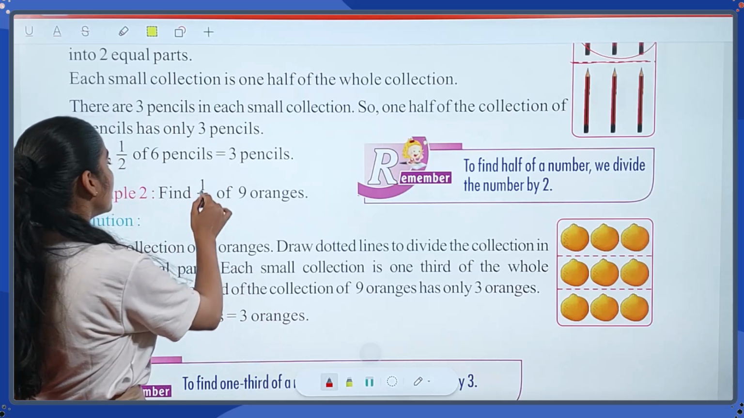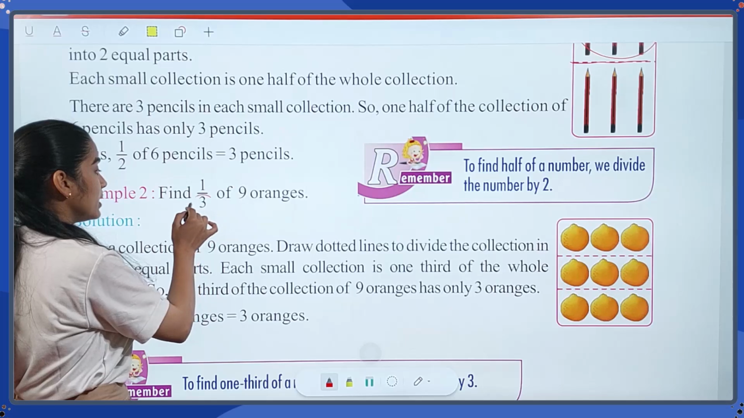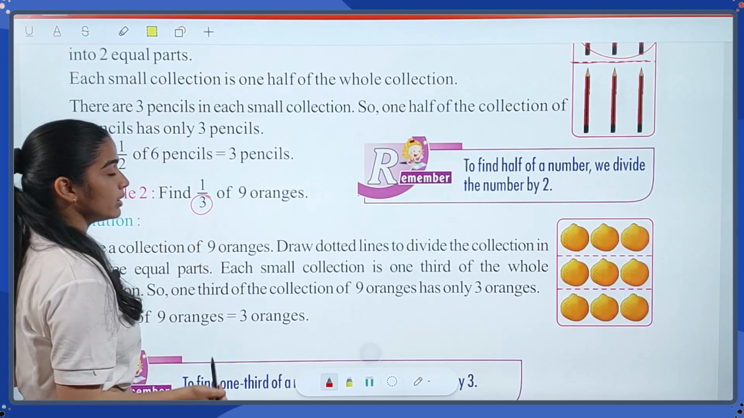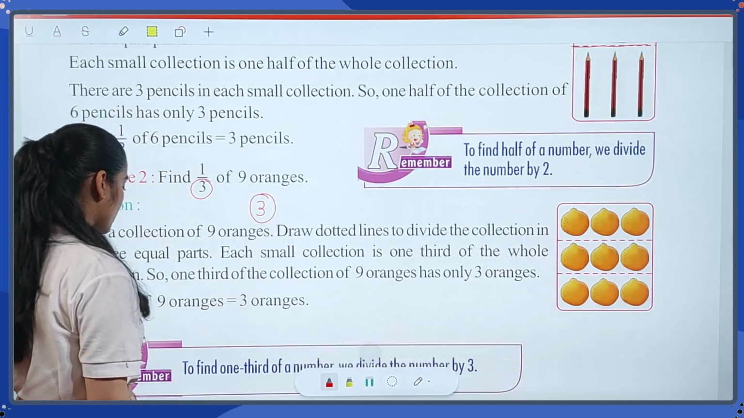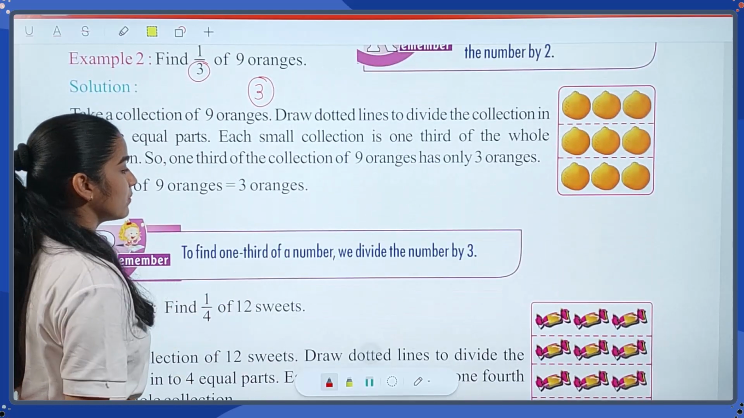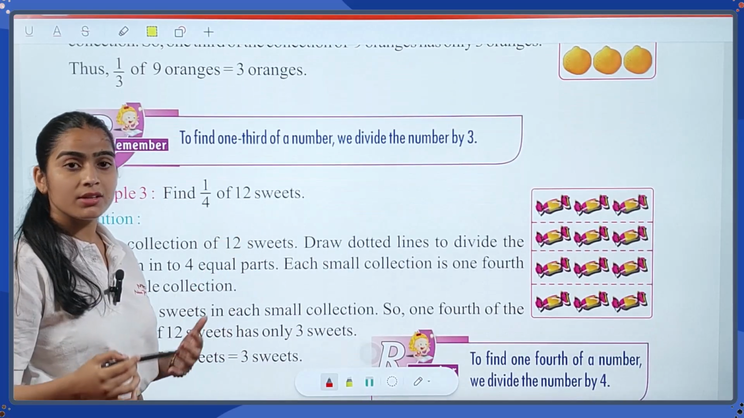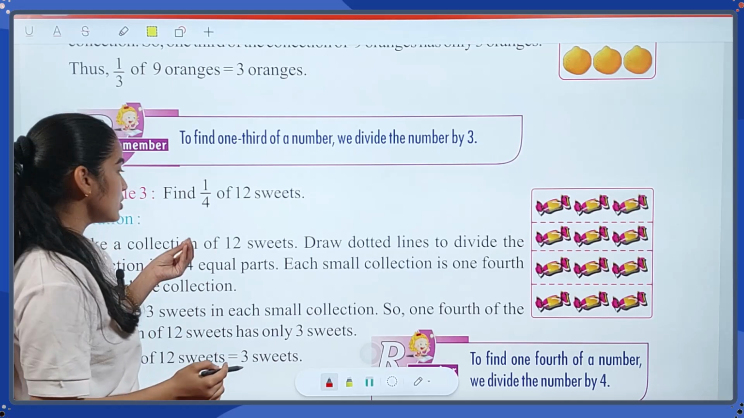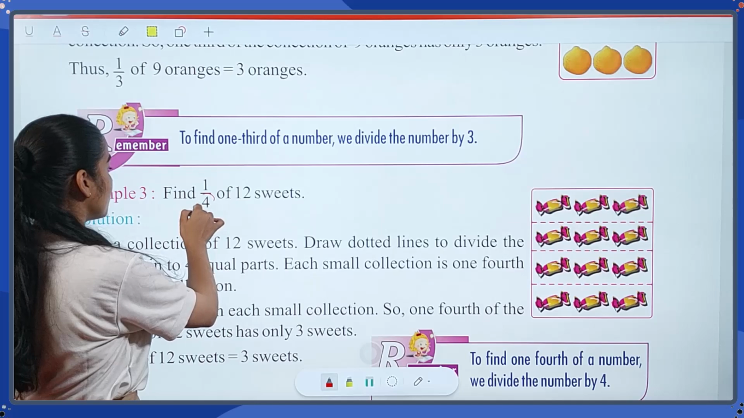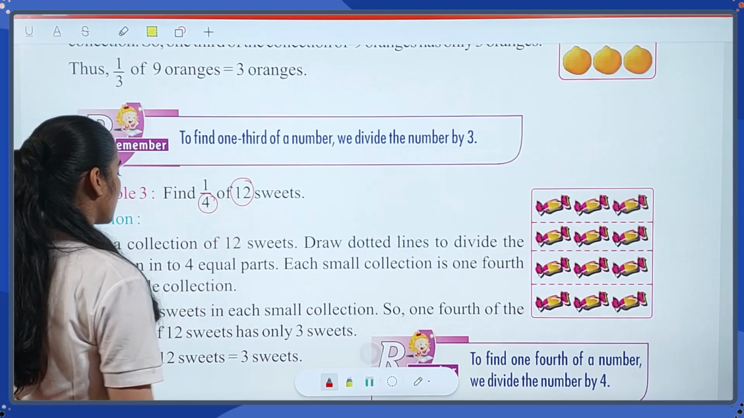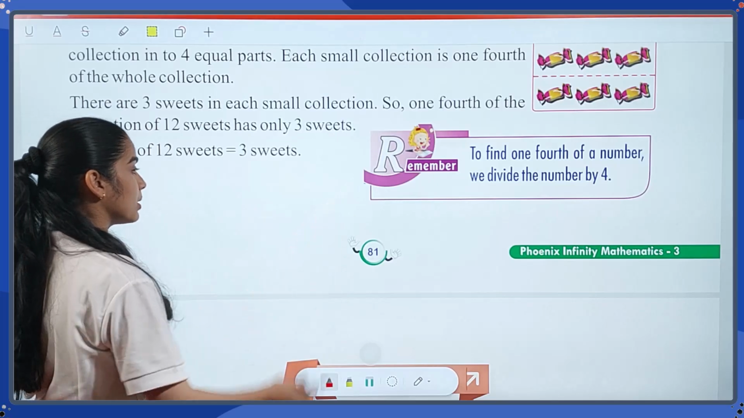Now find 1/3 of 9 oranges. In this case, what can we do? You can divide 9 by 3 to get 1/3 of 9. So your answer will be 3. To find 1/3 of a number, we divide the number by 3. To find 1/4 of a number, we use the denominator and just divide the total number by it. So in this case, we have to divide 12 by 4 to get our answer. To find 1/4 of a number, we divide the number by 4.